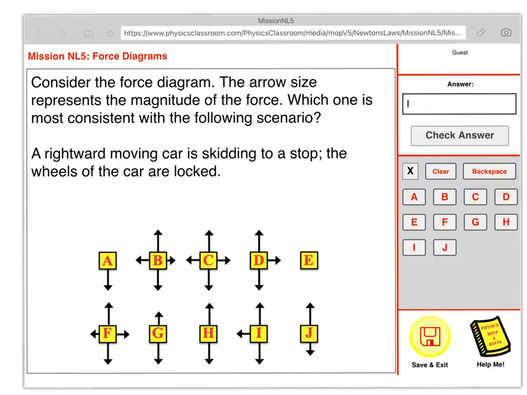So sliding to the right has to be a net force to the left. Whoops. And so it would be this one. And notice, except for this one, all of them have the normal force and the gravitational force. Those are always balanced, but the friction force in this case is opposite the motion.